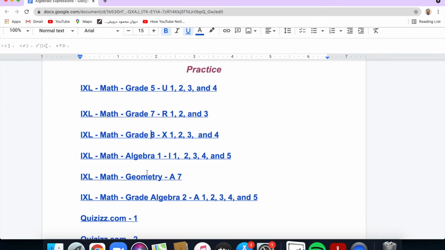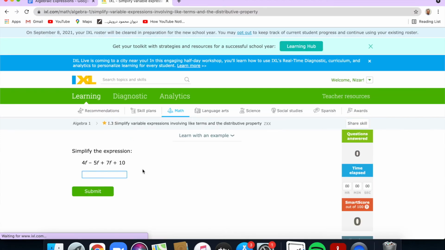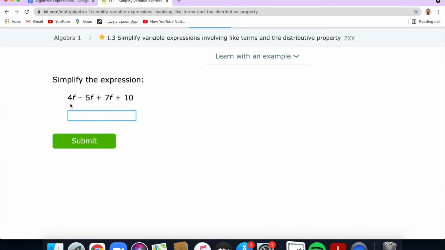See? If you go to Algebra 1, here, sorry, 1 to 5. Let's try simplify. How to simplify verbal expressions. This is a good question actually. So for simplifying here, you need to add and subtract, combine the like terms. So 4f minus 5f is negative 1f, plus 7f, so 6f. Plus 10, we shouldn't add 10 to the others because 10 doesn't have f. So like terms here are 4f, negative 5f, and 7f.